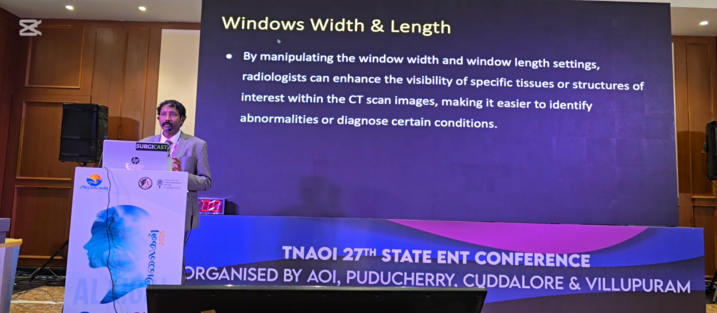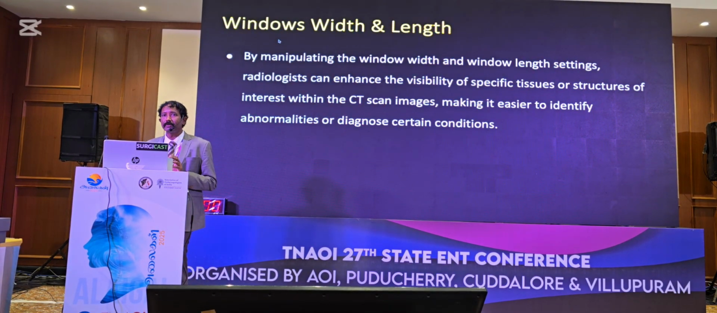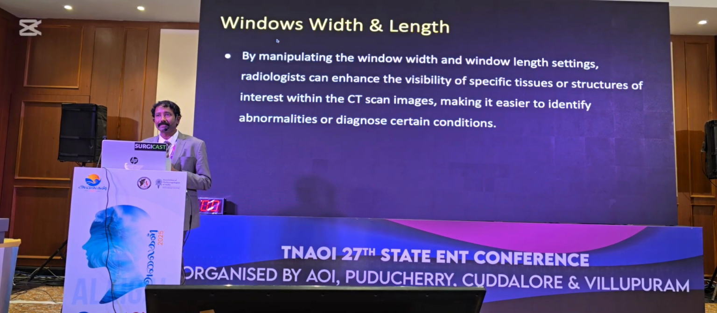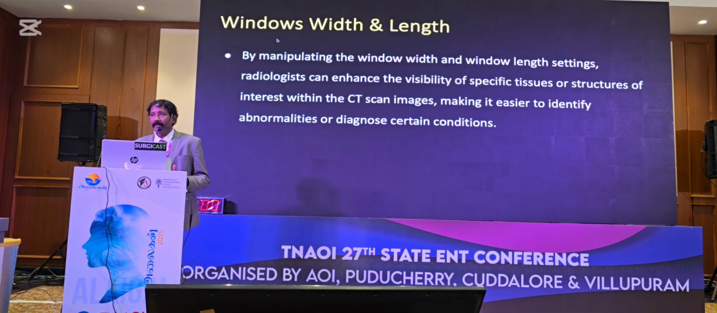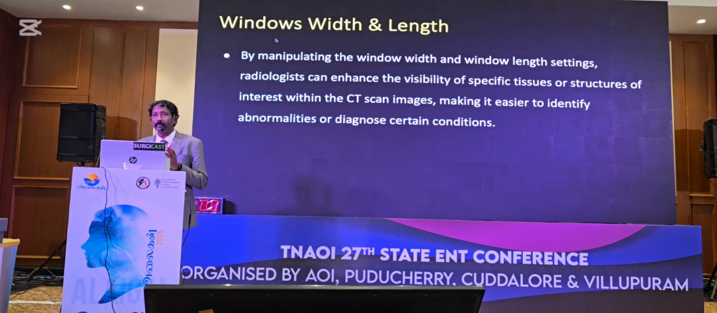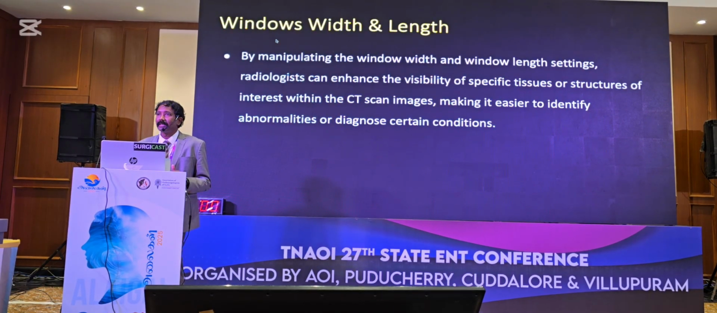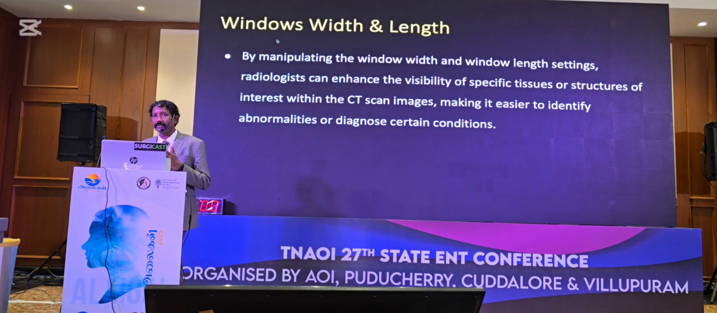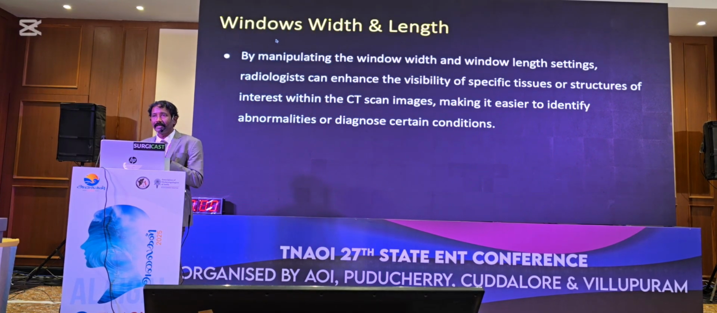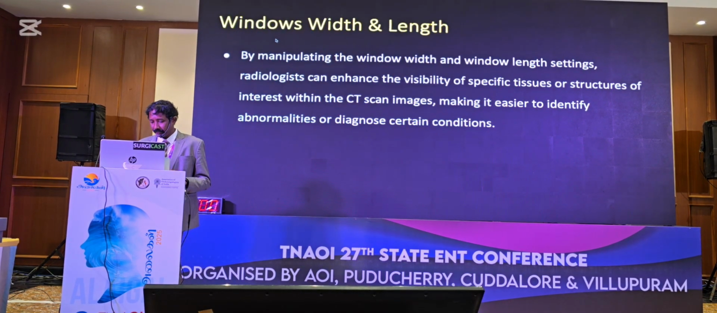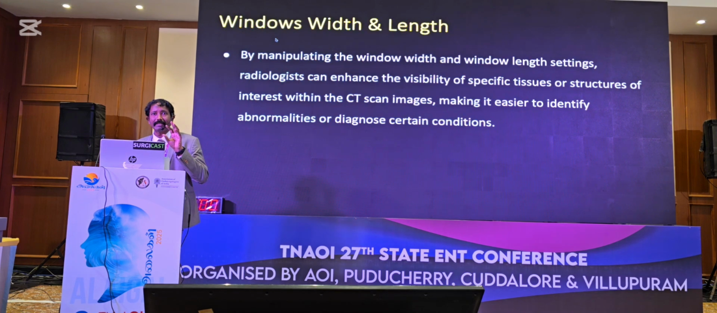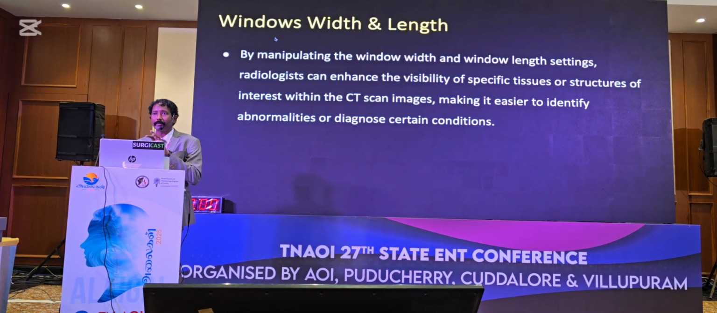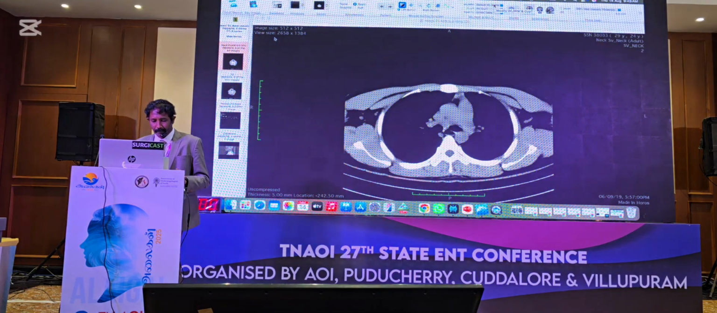So by adjusting both window width and length, we'll be able to see the images much more clearly, and we'll be able to differentiate the bony structure and soft tissue structure. Various window widths and lengths are needed to see the structures clearly. For example, I will show you how it will be utilized when we want to see the lung tissue or brain parenchyma or a soft tissue or paranasal sinus, etc.